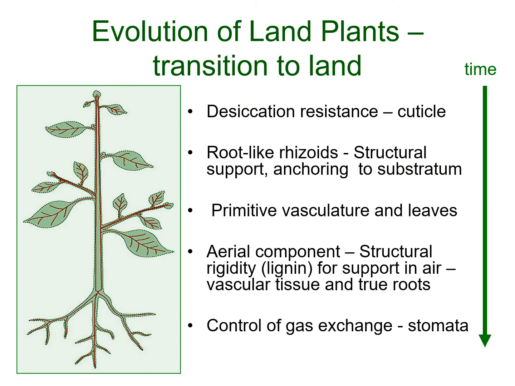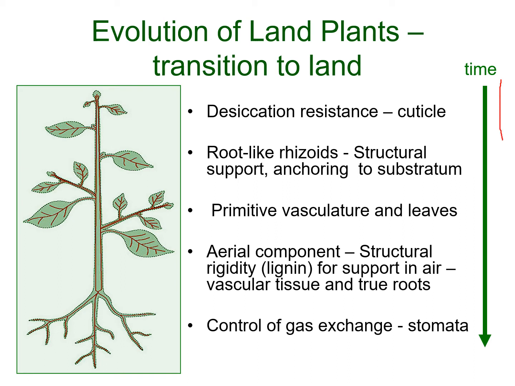So when we're talking about evolution of land plants, so transitioning to the land, one of the first things that is going to be important is to protect against loss of water, so desiccation resistance. We also have to anchor ourselves somewhere. So if you're a plant in the water, you might be able to float around, but that's not going to be so easy on land. You might get blown away by the wind. And so root-like rhizoids started to evolve.